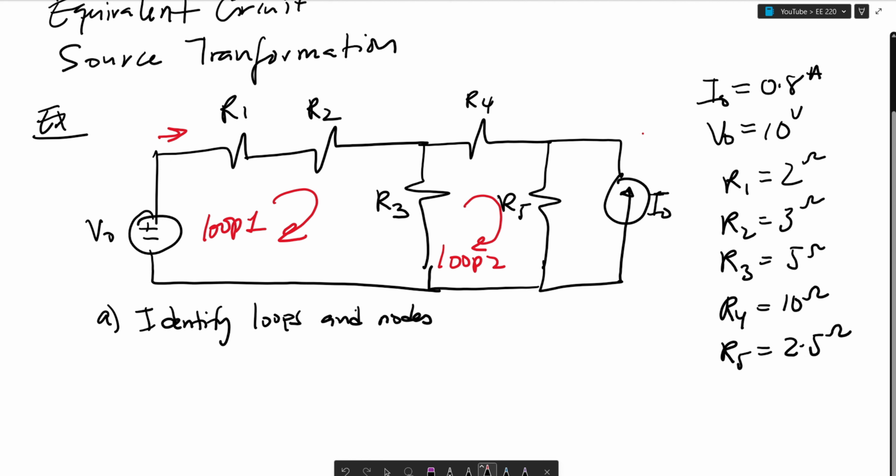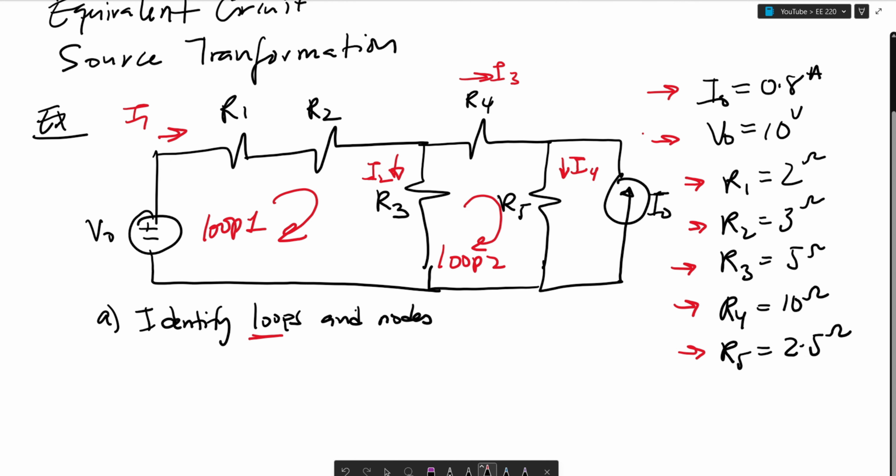And we can identify some currents here and say, based on loop 1, we have an I1, we have an I2, we have an I3, and we have an I4. And essentially, I0 plus I3 is equal to I4. And we're given these values here, I0, V0, R1, R2, R3, R4, and R5 as our resistance values.